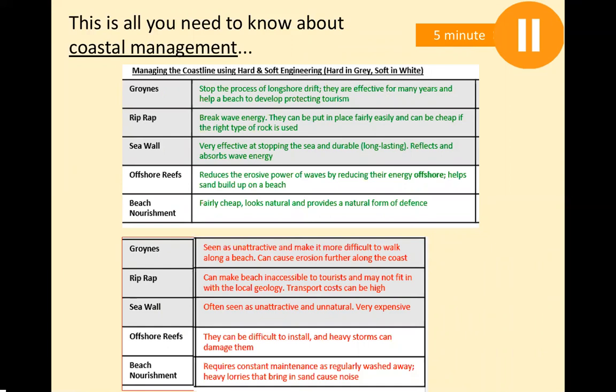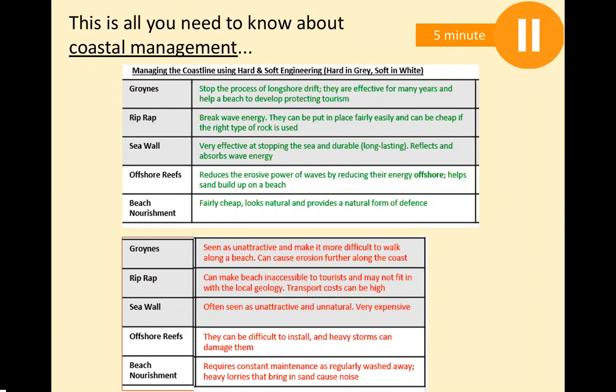self-explanation, asking your own questions about these different types of coastal management. So you've got hard engineering and soft engineering, hard engineering being the grey. You will get questions in the exam that simply ask you to explain an advantage and disadvantage of a certain type of coastal defence. You might have to pick that type of coastal defence out from a photo. You might have to identify it on an OS map.